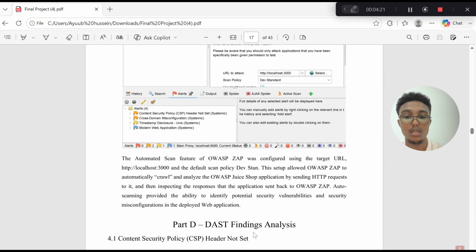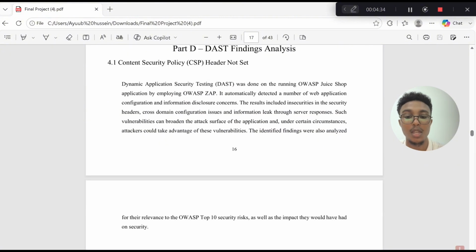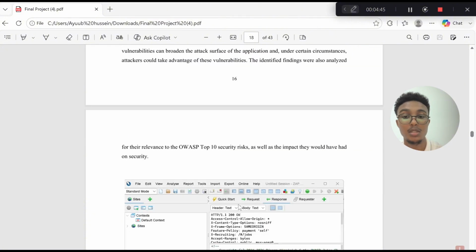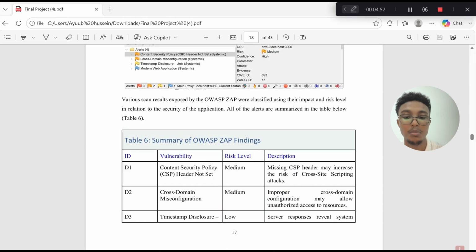As you can see here, this is the image. So in part D, after the scan was complete, ZAP identified several security issues. The scan detected 2 medium risk findings, 1 low risk finding, and 1 informational finding. The main findings include a missing content security policy header, cross-domain misconfiguration, and timestamp disclosure. As you can see here also, this table summarizes the findings reported by OWASP ZAP.